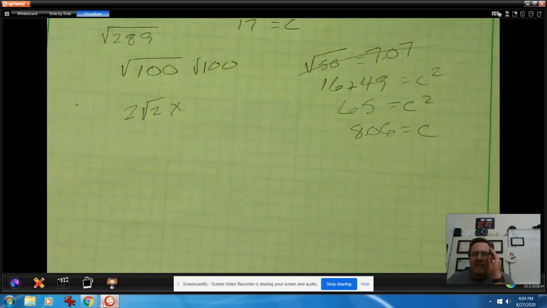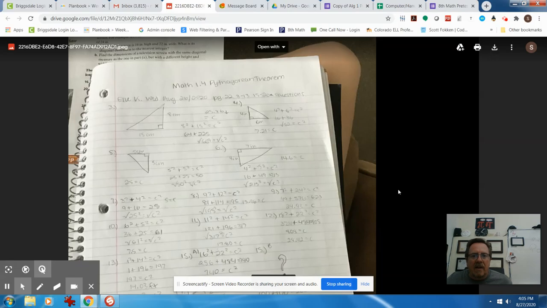Right? So if we've got c squared on the right hand side of our equal sign, we want to bring that all the way along. When we take the square root of both sides, we can get rid of the square on the c and say c is 8.06. But until then, we probably want to keep our c squared on that other side.